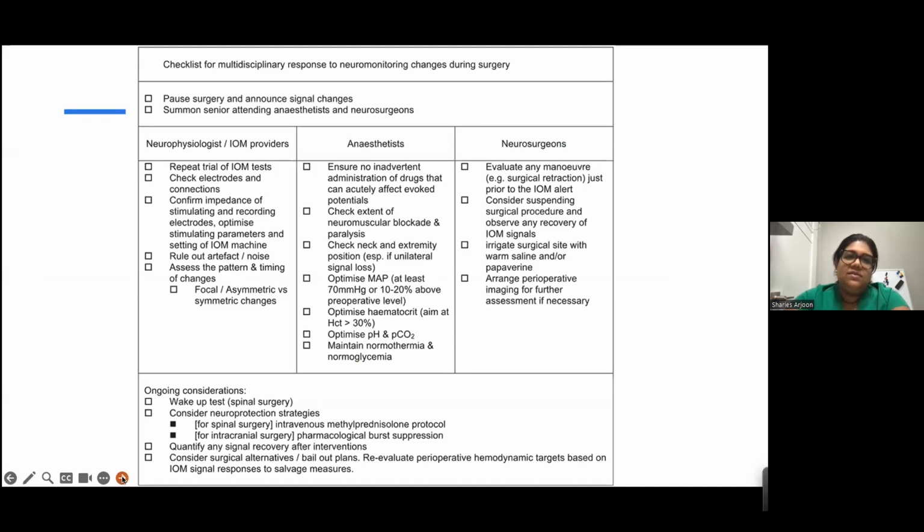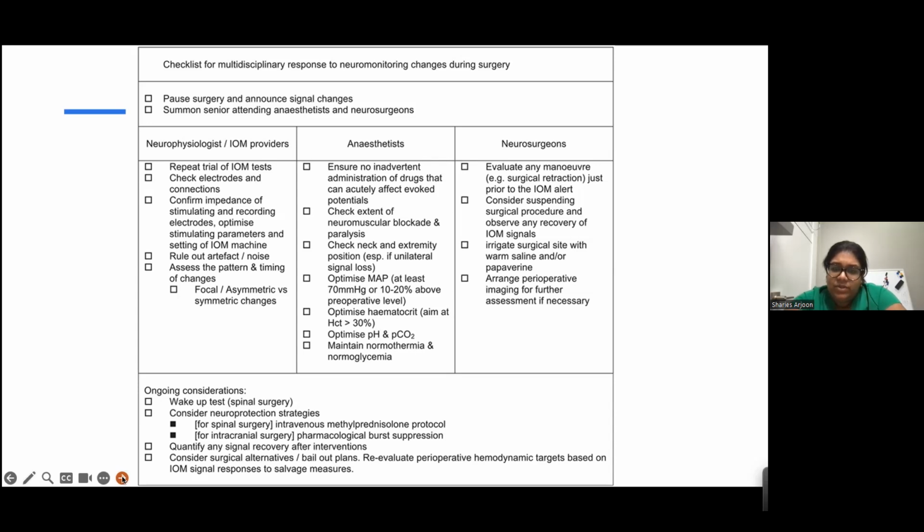So this here is a checklist for multidisciplinary response to neuromonitoring changes during surgery. When signal changes are identified, we could pause the surgery and announce the signal change, summon the senior attending for anesthesia and neurosurgeons, and the neurophysiologist or the intraoperative monitoring provider. They can repeat trials of intraoperative monitoring tests, check the electrodes and connections to troubleshoot, confirm impedance of the stimulation and recording electrodes, optimize stimulating parameters and settings of the intraoperative monitoring machine, rule out artifact or noise, and also assess the patterns and timing of changes to see if they are focal, or asymmetrical or symmetric changes.